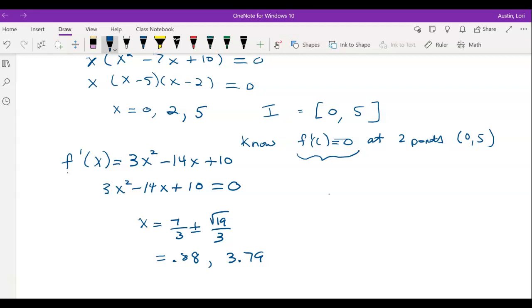So all we're doing is verifying. These are our values of C. These are the places where your f prime of C equals 0. So that means f prime of 0.88 equals 0, and f prime of 3.76 equals 0. All you have to do in your last step is verify the theorem. Do these values fall in that interval? Yes.